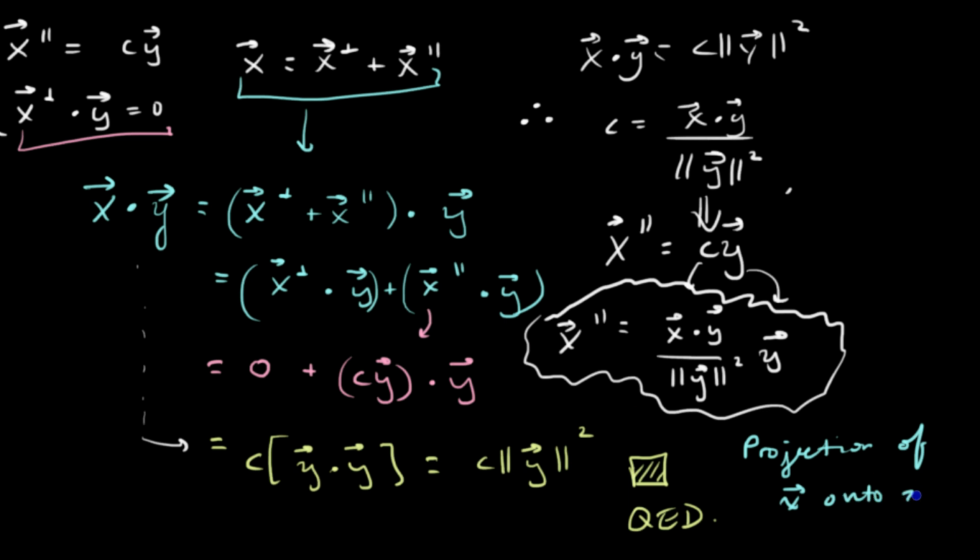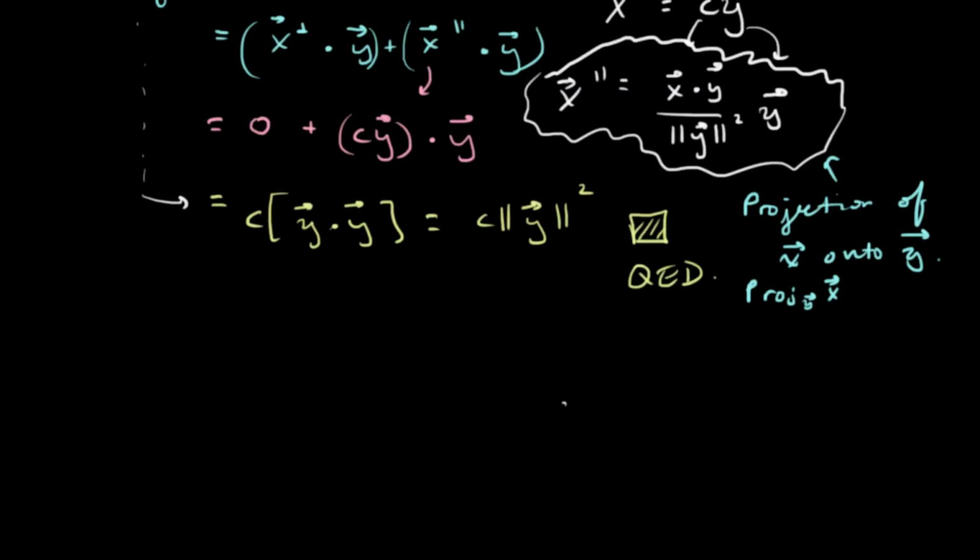Okay, so this is the projection of x onto y, this formula, and we write it like this. We write proj, and then sub y on x. Mathematically this means the projection of x on y. As I just said, the projection of x on y is equal to x dot y over the magnitude of y squared, times y. Not dot y, just times y.